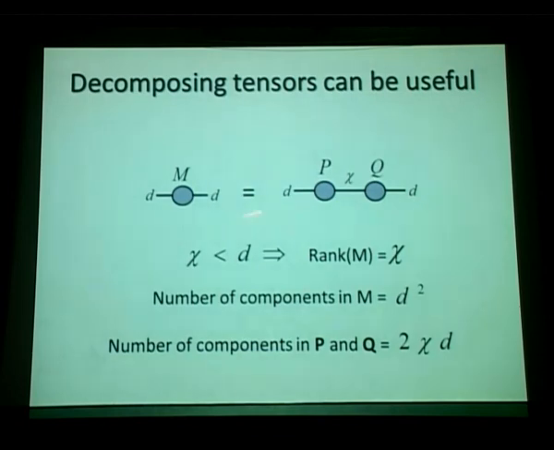So if such a decomposition exists, this is just another way of saying that this matrix is not full rank, and the number of non-zero eigenvalues in this matrix is just chi, less than d. So in some sense, this is what you are seeking. Exactly. This idea is the motivation behind building tensor network decompositions. One usually has a tensor with many components and one wants to break it, and you realize that if you break it in a smart way, you're left with far fewer components.